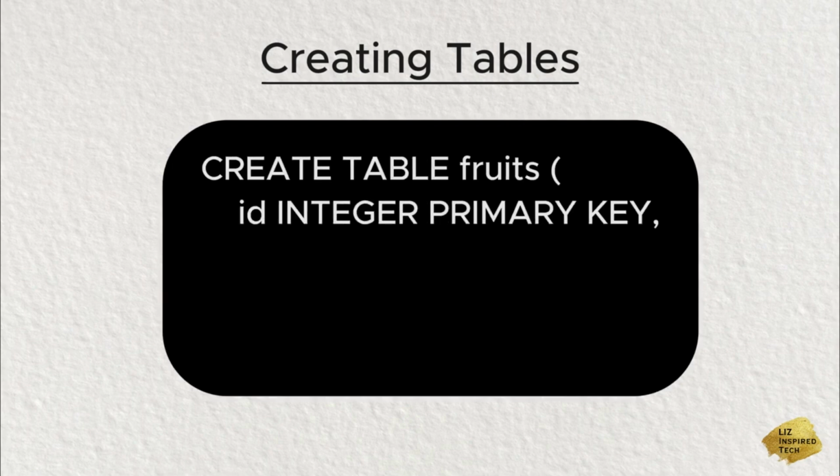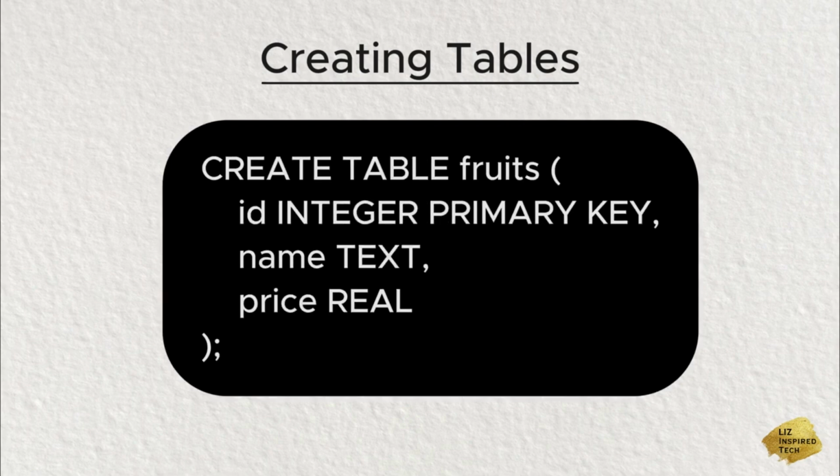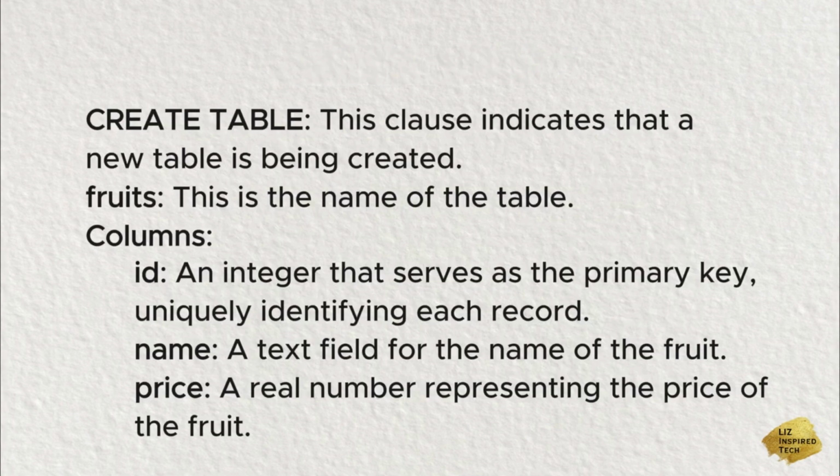In this example, the create table clause indicates that a new table is being created. Fruits is the name of the table. The columns in the table are the ID column, the name column, and the price column. The ID column receives integer values, and this serves as the primary key, which uniquely identifies each record in the table. The name column is a text field for the name of the fruit. The price column receives real number inputs, representing the price of the fruit.